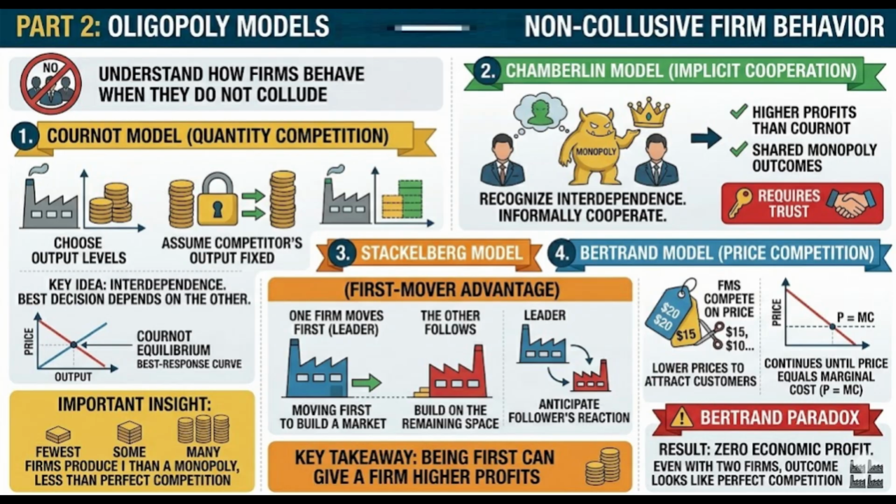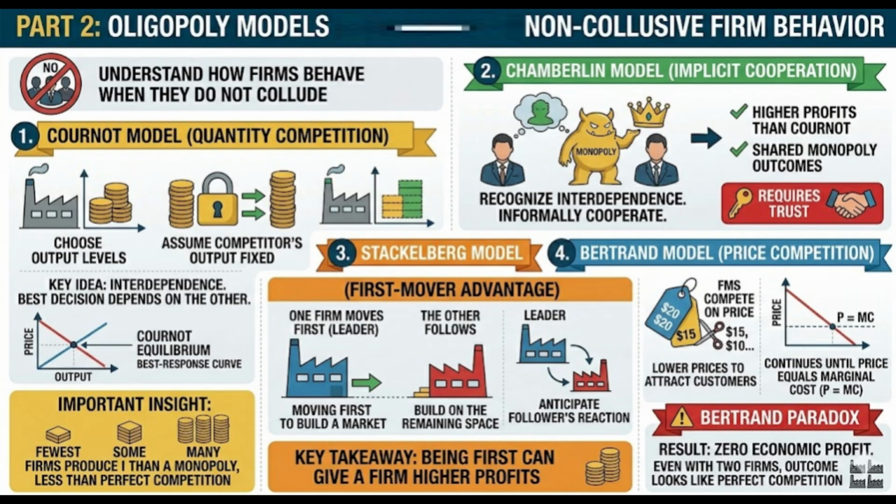Number two is the Chamberlin model, also called implicit cooperation. Here, firms recognize their interdependence and informally cooperate. They act like a monopoly without explicit agreement. This results in higher profits than non-shared monopoly outcomes. But this requires some level of trust.